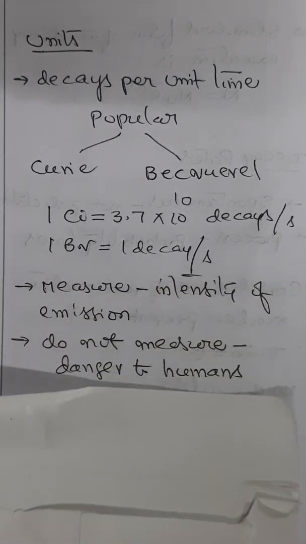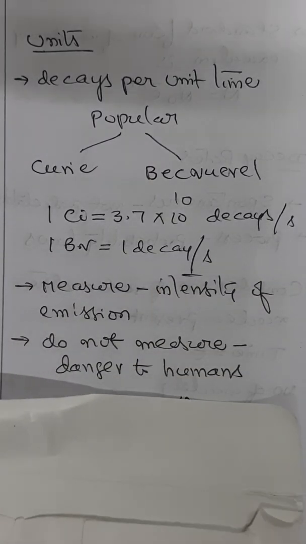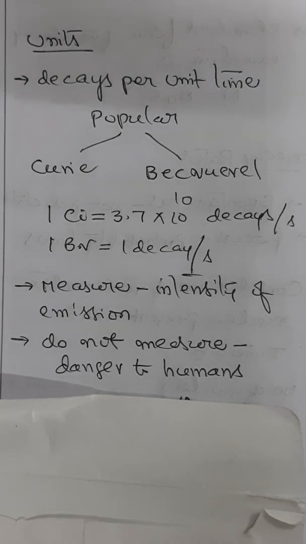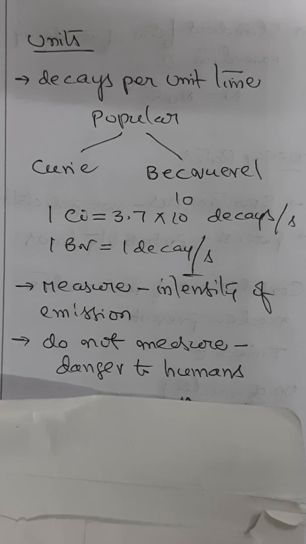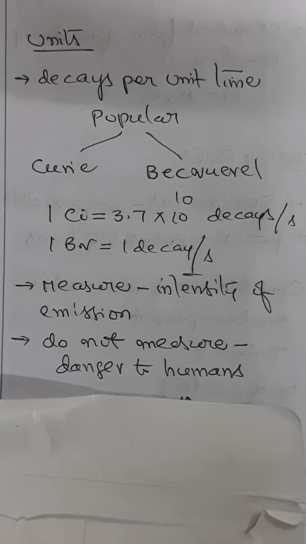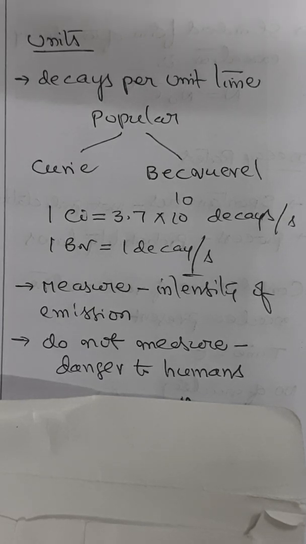Now, these units, whether it is Curie or Becquerel, just measure the intensity of radioactive emission. They do not measure the danger of a given amount of radiation to human beings. For medical and other purposes, units of radioactivity reflecting the health aspect of radiation are generally more popular in the medical world.